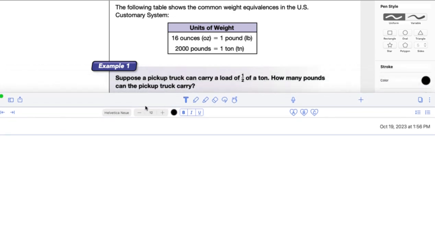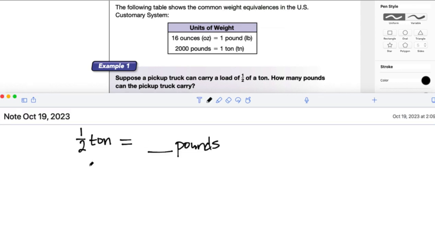Here's example 1. Suppose a pickup truck can carry a load of 1/2 of a ton. How many pounds can the pickup truck carry? So ultimately the question is, if we have 1/2 ton, how many pounds is that equal to, right? And so we're going to use this information up here. We see that 2,000 pounds is equal to 1 full ton. If 2,000 pounds is equal to 1 full ton, then 1/2 of a ton has to be half of 2,000 pounds. Half of 2,000 pounds is 1,000, and that's how we'll get our answer.